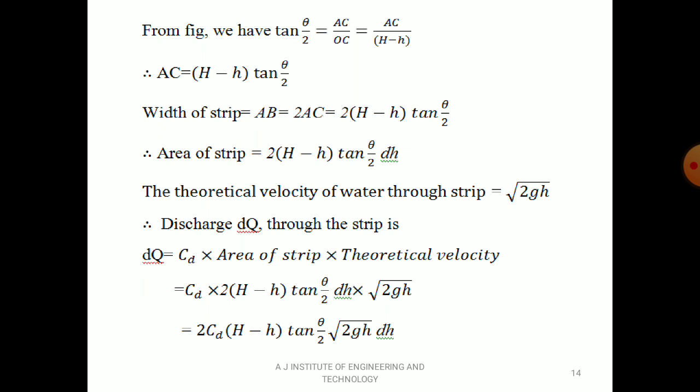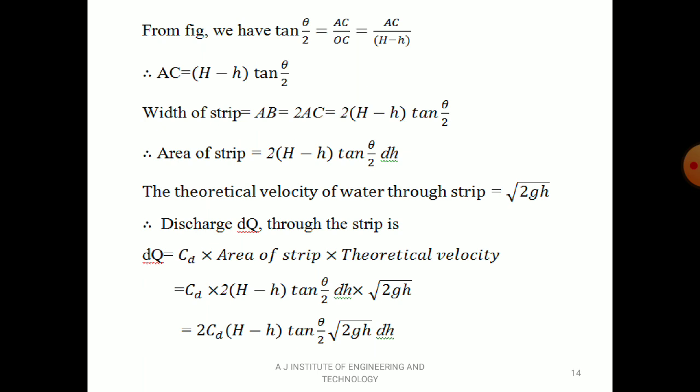Therefore area of the strip, that is equal to 2 into (H minus h) into tan theta by 2 dh, that is thickness into width. Area of the strip, thickness is dh. We already considered one small element of water, that is dh. So thickness we have, width we calculated just now, that is 2 into (H minus h) into tan theta by 2. So area of the strip equal to 2 into (H minus h) into tan theta by 2 into dh.